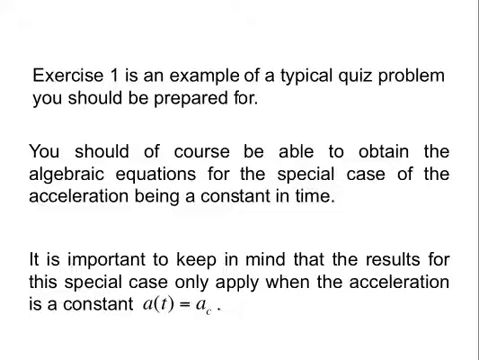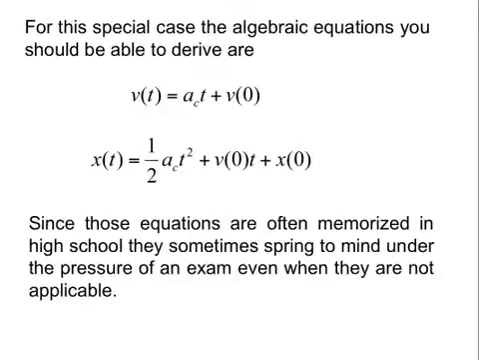A of t equals a sub c. For this special case, the algebraic equations you should be able to derive are v of t equals a_c t plus v at the time t equals 0, x of t equals 1/2 a_c t squared plus v at 0 times t plus x at 0. Since these equations are often memorized in high school, they sometimes spring to mind under the pressure of an exam, even when they are not applicable.